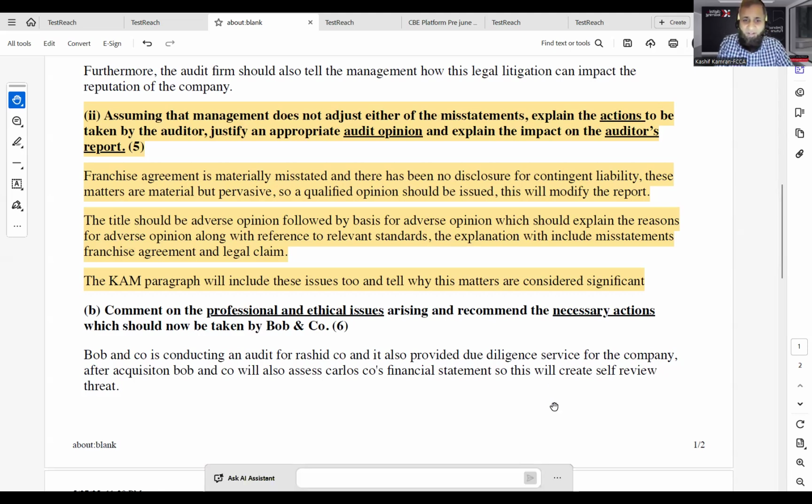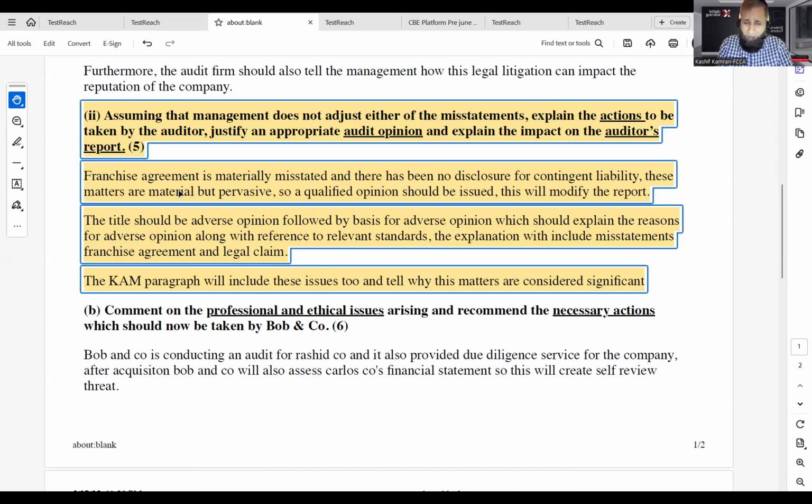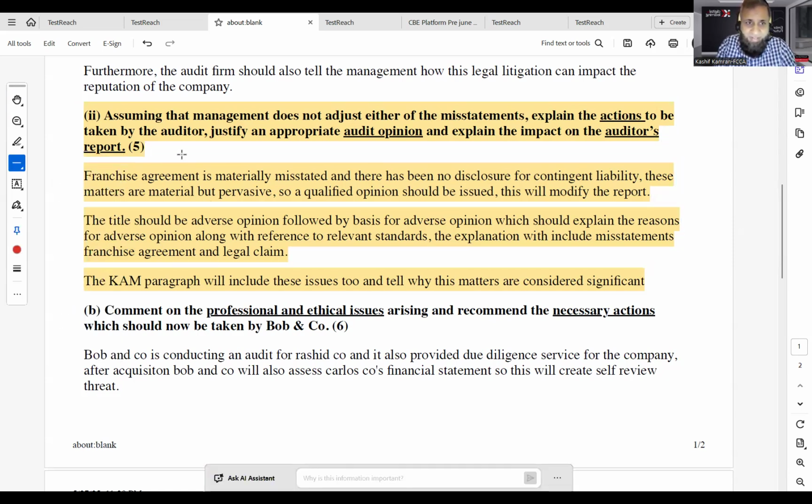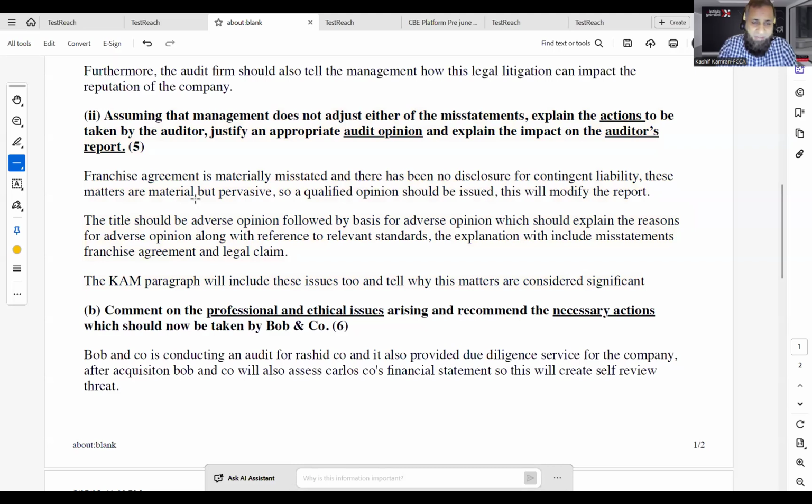This is a very, very funny answer I got. The student probably did everything here, right? Firstly, the student is saying that the franchise agreement is materially misstated and there has been no disclosure for the contingent liability. Okay, good. These matters are material but pervasive. These matters are material and not pervasive. But he said that these are material and pervasive. So that means they're both.